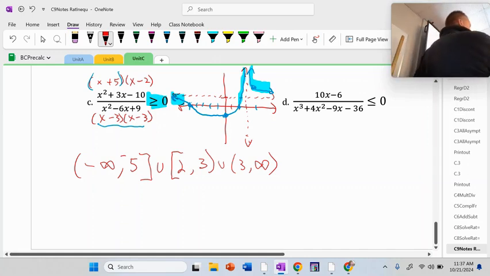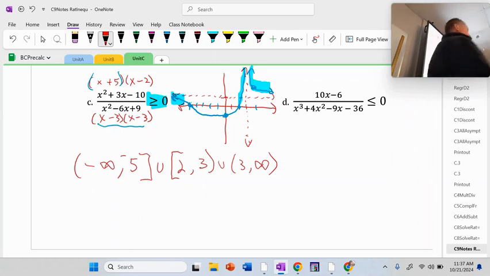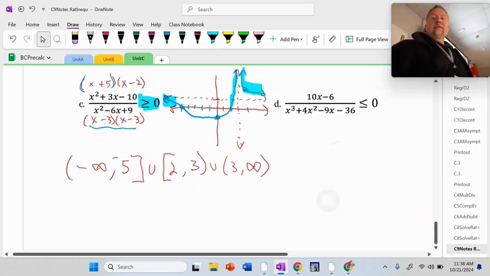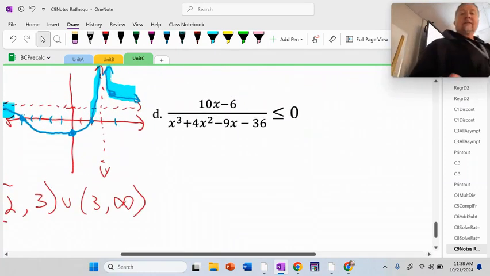So asymptotes can never be part of the solution set because they're undefined. That's how they were created. So the graph is undefined. Ain't no thing. Chicken wing.